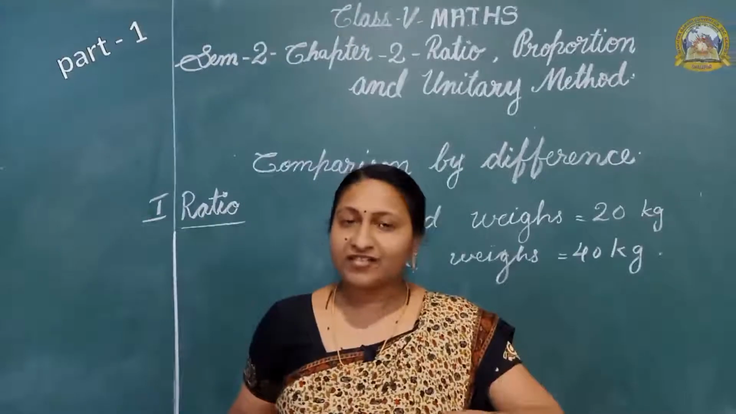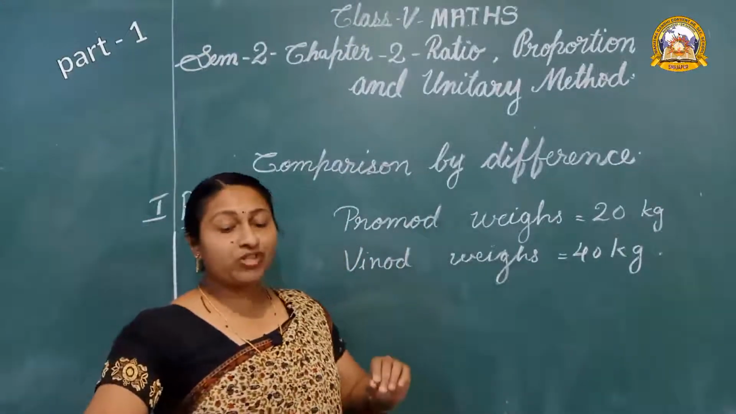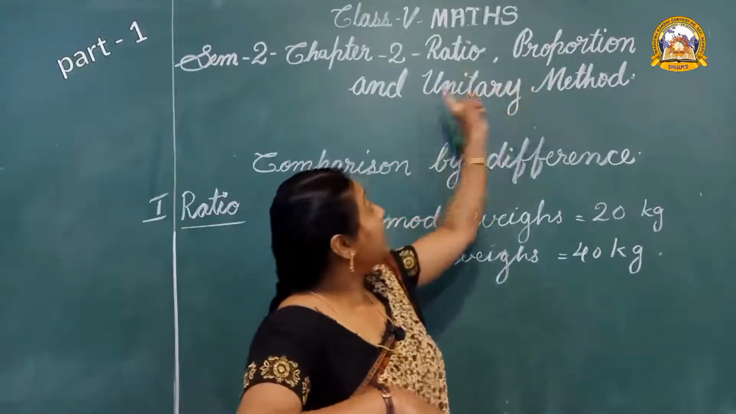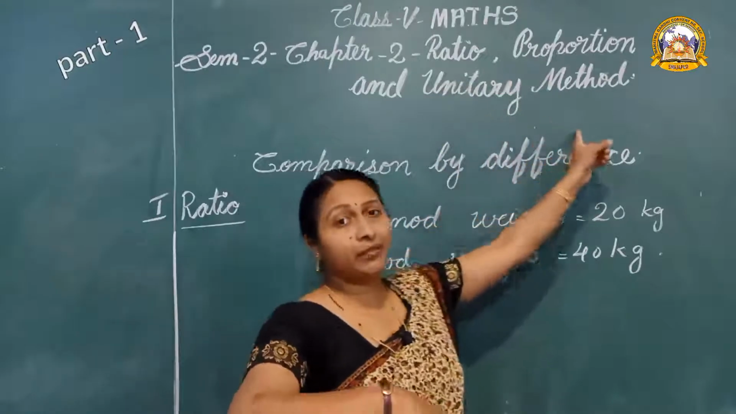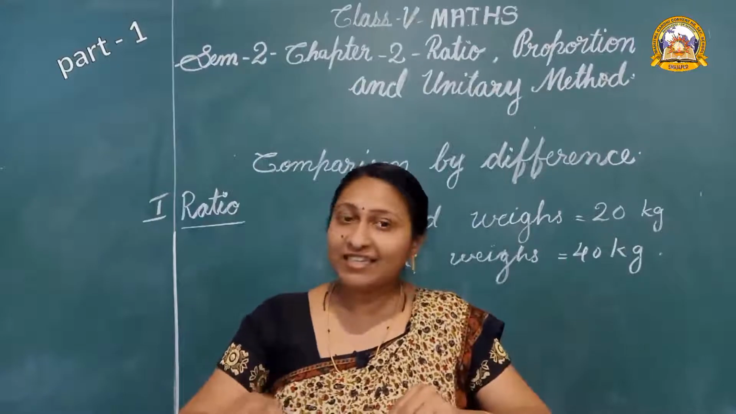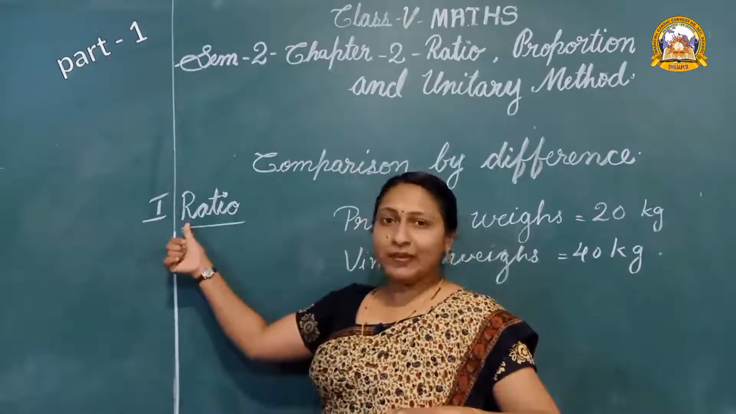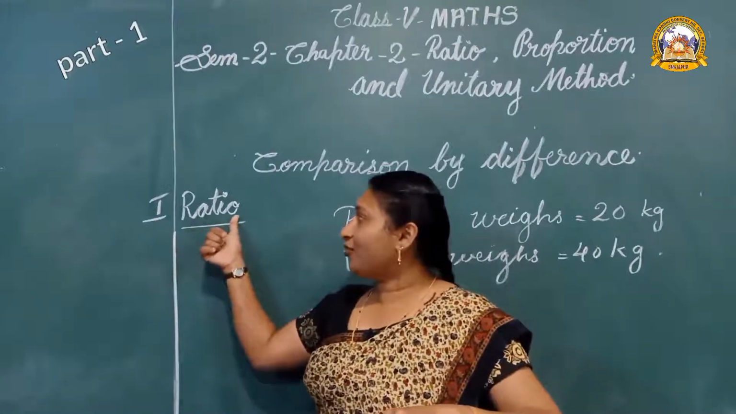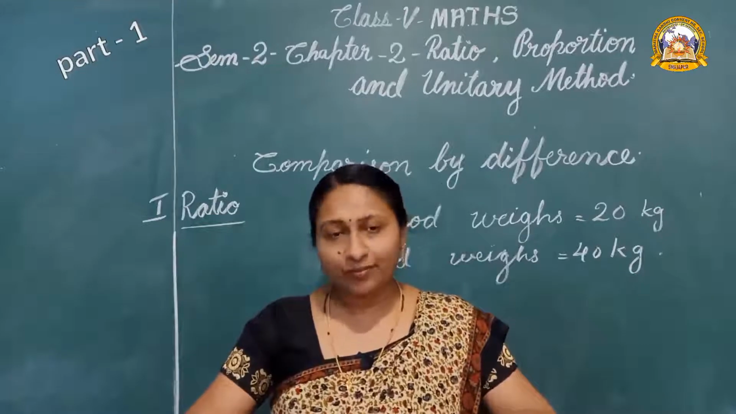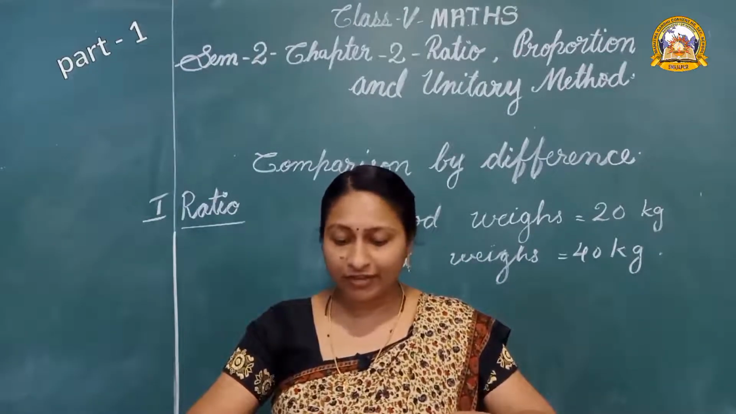Okay children, our second chapter is ratio, proportion and unitary method. In this chapter we can understand these three things. First one, ratio. Ratio, spelling R-A-T-I-O. Okay children, take your book, page number 97. All of you should take book.